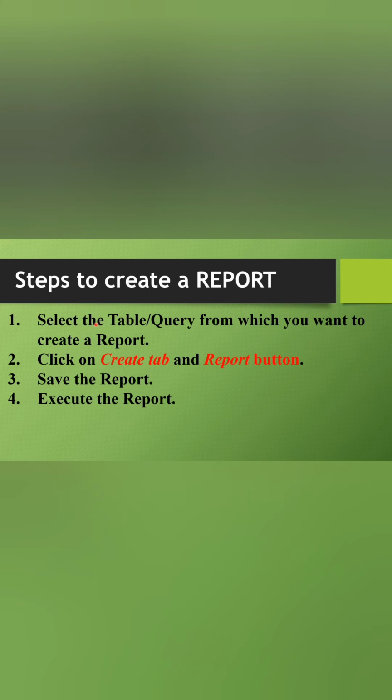Now, steps to create a report. First, again you have to open Microsoft Office Access and select a table or query from which you want to create a report. Then click on the Create tab and then click on the Report button. Then you will be able to see the report. You have to save the report and name the report also. Then you have to execute, meaning run the report, and you will be able to see a formatted and organized report.